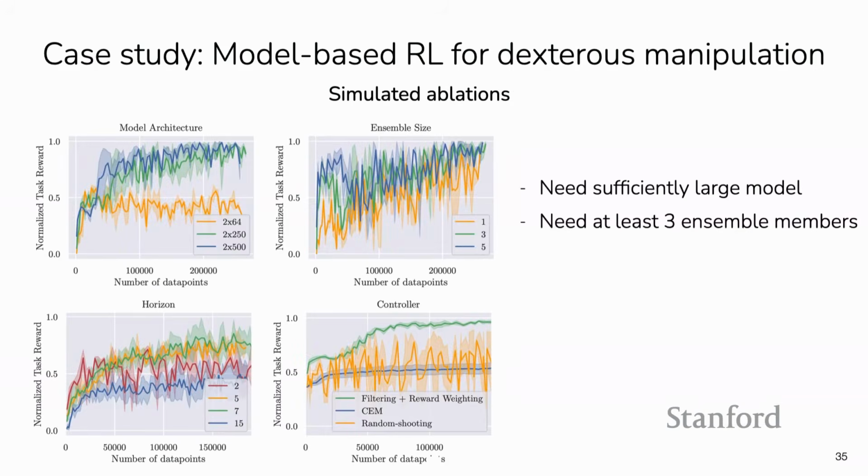We also see that the model needs to be sufficiently large. You also need this ensemble for good performance. And there are different trade-offs with regard to the planning horizon. You don't want to plan for too long into the future because that's too high dimensional.